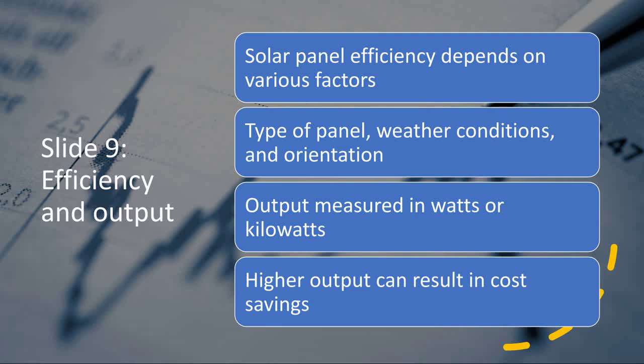The output of solar panels is typically measured in watts or kilowatts, and higher output can result in cost savings for solar panel owners. Solar panel efficiency and output are essential factors in determining the feasibility and profitability of solar power systems. As we move through this presentation, we will explore the ways in which solar panel efficiency and output can be optimized for maximum performance and cost savings.